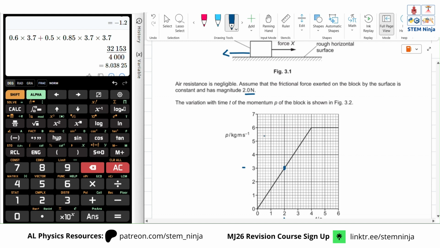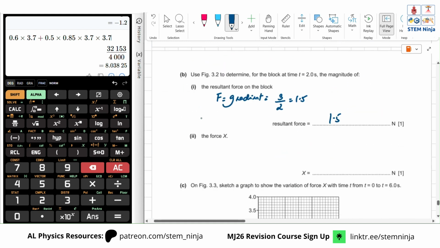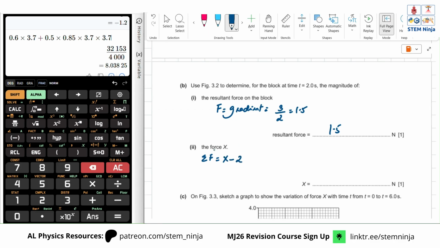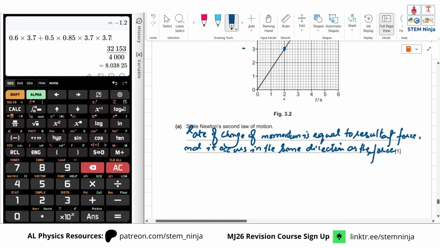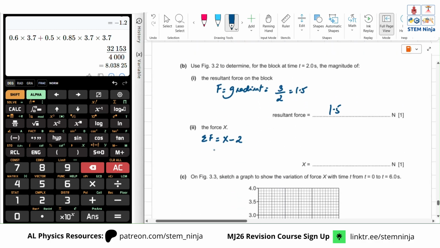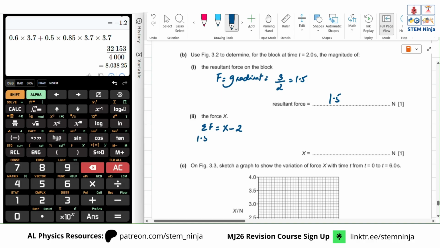Constant magnitude. So this was the resultant force. Resultant force is equal to X minus 2. So X, and 2 newton, right. And this is equal to 1.5, so X minus 2 equals 1.5. So X would be 1.5 plus 2, so that is going to be 3.5.